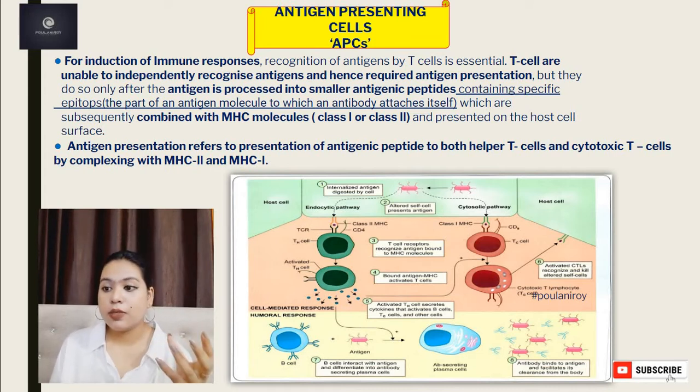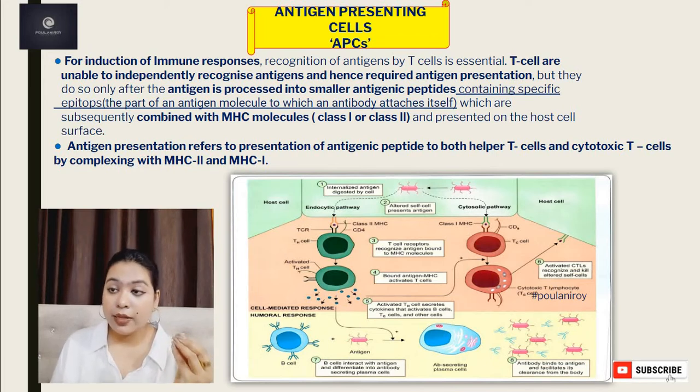Now see what is happening next. The B cells interact with antigen and differentiate into antibody-secreting plasma cells. The plasma cells are secreted. Ultimately the antibodies bind to the antigen and facilitate its clearance from the body.